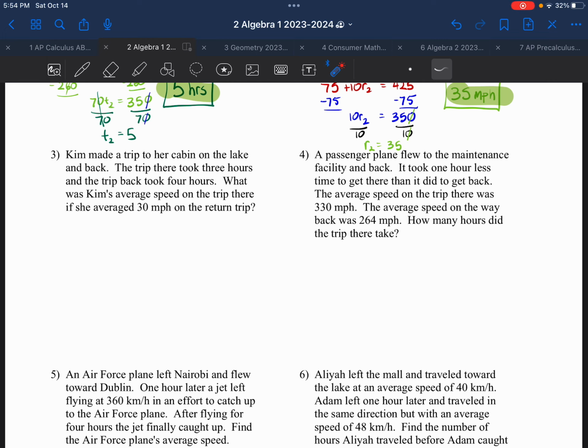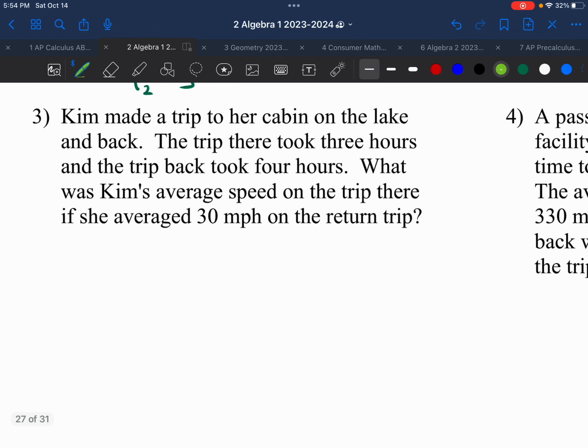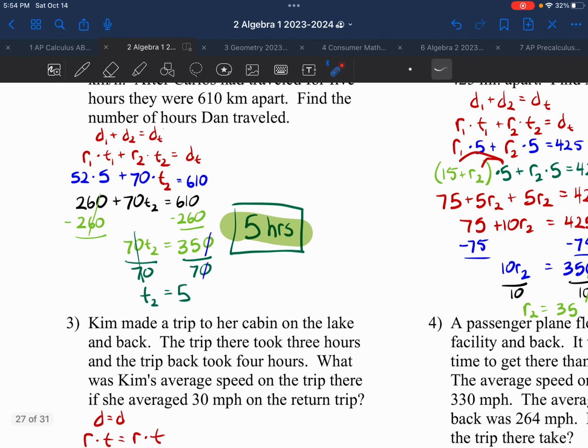All right, in problem number 3, we have Kim making a trip to her cabin and then back. So if it's a trip there and back, it's the same distance there as the same distance back. So it's going to be distance is equal to distance. Let's start nice and easy and just say that this is a distance is equal to a distance, and then fill in what distance is. Distance is equal to rate times time, and distance is equal to rate times time. It's kind of nice for these equations because there's only 4 variables versus the last equation where there were 5 variables. 1, 2, 3, 4, 5.